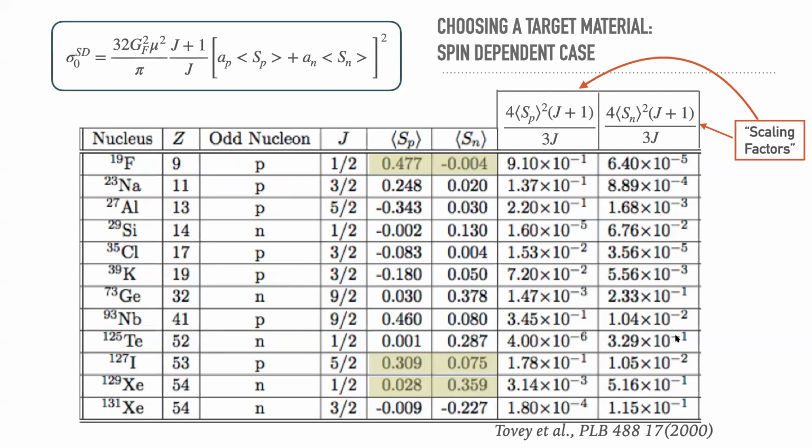You have the odd nucleon for each of those, the spin, and then your expectation values for neutron and proton. And then really what matters is, this is just another scaling factor that's used to compare different targets for favorability. And you want to find one that has a good value. So in this case, things like fluorine are used in bubble chamber experiments. Iodine's another one that people have considered and looked at. And xenon, of course, is another target that has favorable characteristics for going after spin-dependent interactions.